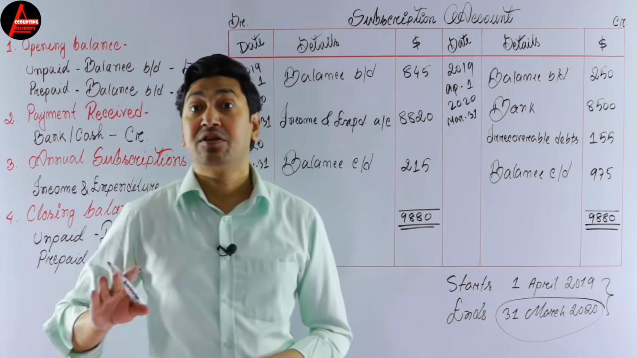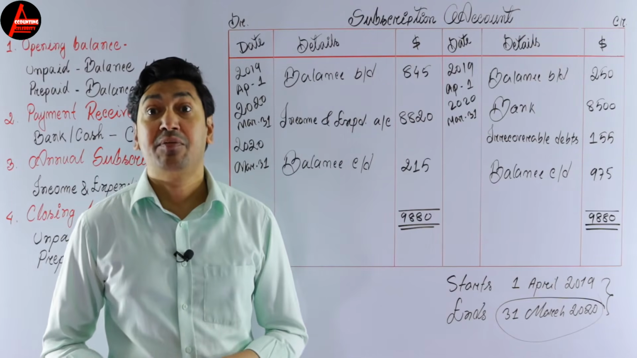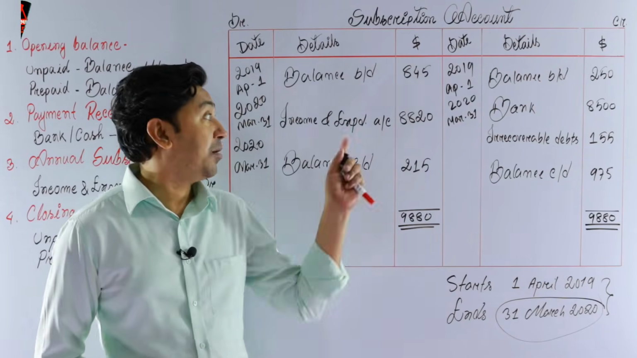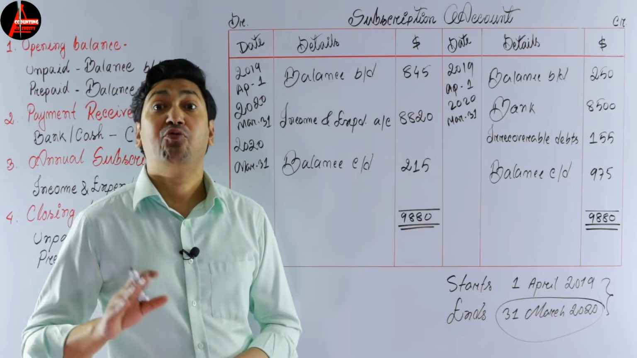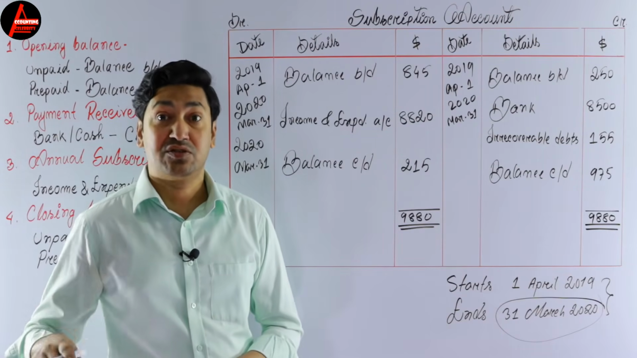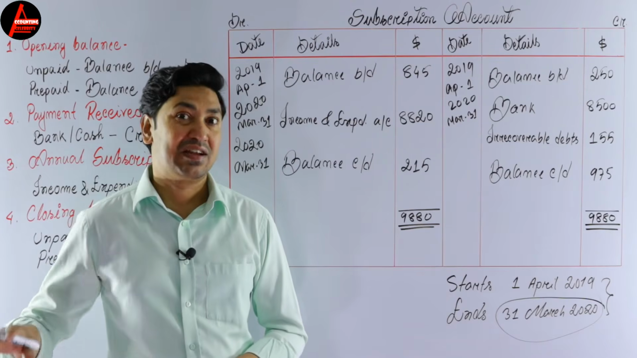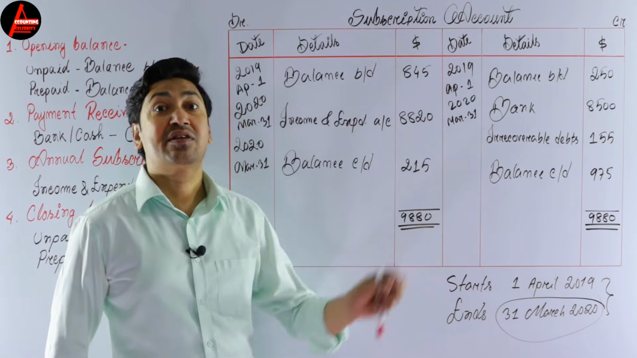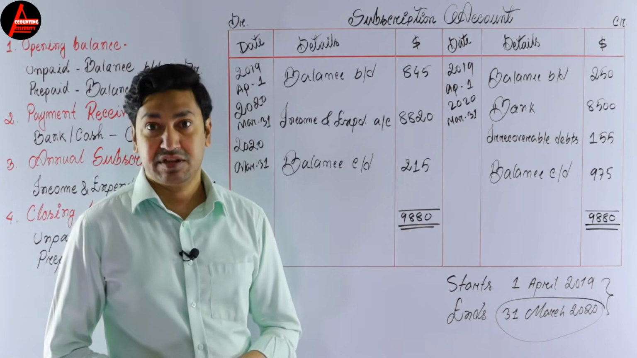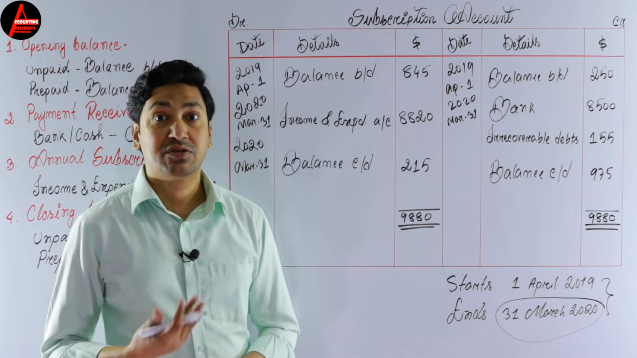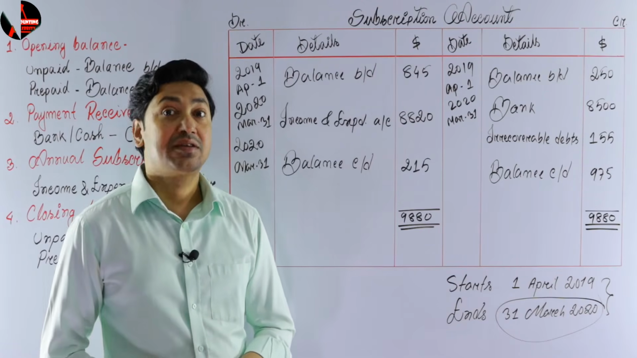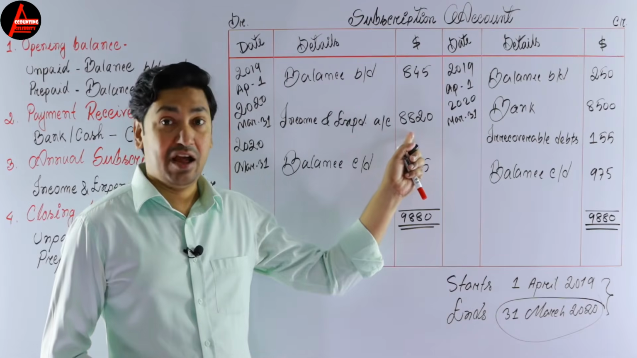At the end of the financial period, when clubs prepare income and expenditure account, this amount will be there. But which section? There are two sections. One is expense and the other one is income. This amount will come in the income section. The main source of revenue of a club is subscription, and this is the amount there.